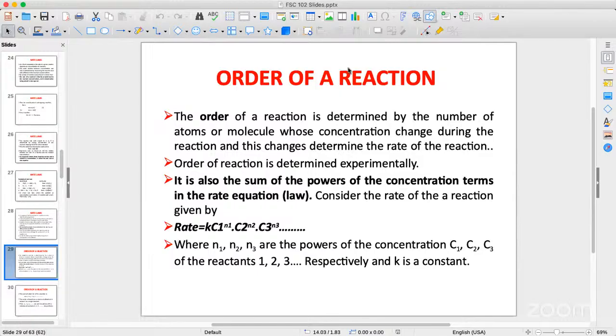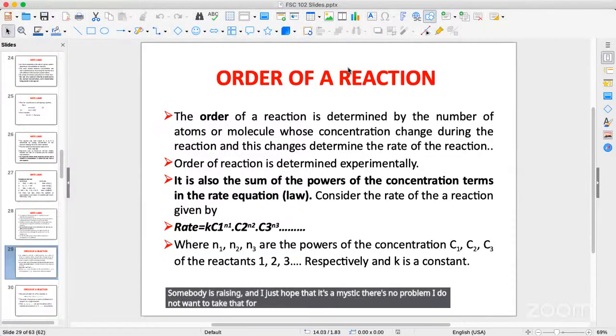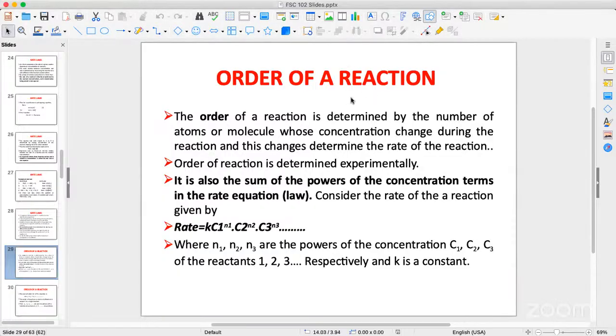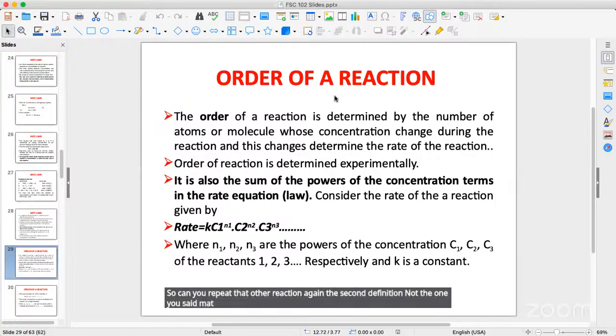Somebody is raising a hand, and I just hope that it's a mistake. Is there a problem? Sir, can you repeat the order of reaction again? The second definition, not the one you said mathematically, the second one, the one you said normally.